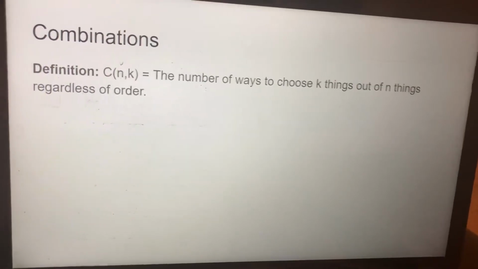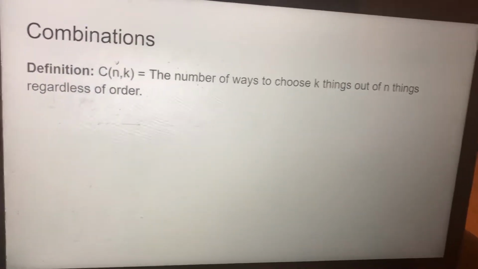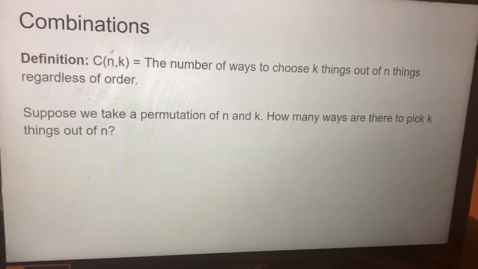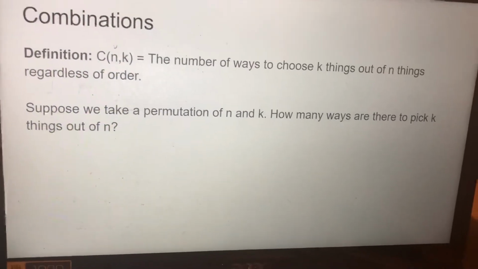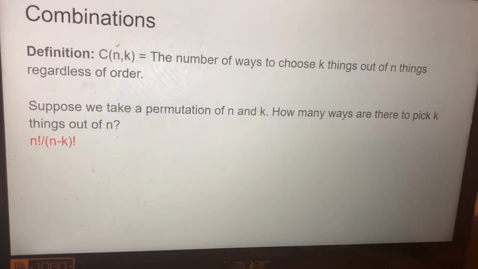Now let's take a deep dive into combinations. A combination is the number of ways you can pick k things out of n things regardless of order. So let's go back to the permutation from the previous slide with n and k. How many different ways are there to pick k things out of n? Well, we just went over this. It's n factorial over n minus k factorial.